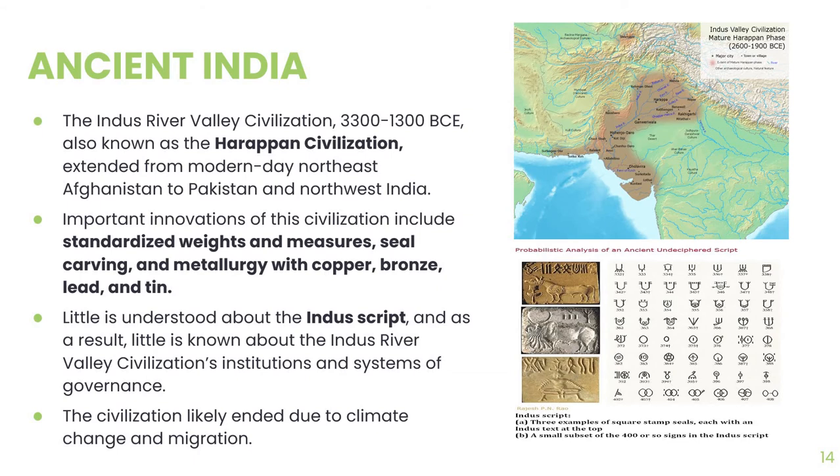And this civilization likely ended due to climate change and migration. See? Likely. So imagine, even climate change was already present several thousand years ago. At its peak, the Indus Valley civilization may have had a population of over 5 million people. So imagine 5 million people, that's the peak of the Indus Valley civilization.